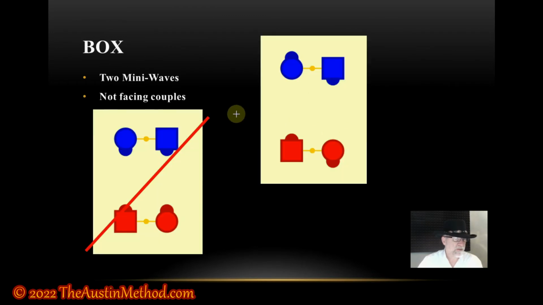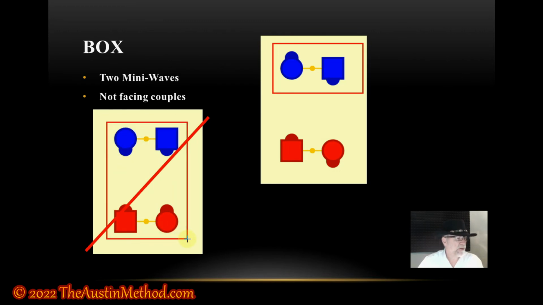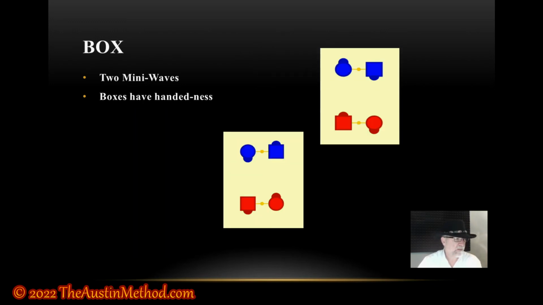The thing to know about mini waves, or rather boxes, is that a box is formed with mini waves. Although this is a box-like structure, it is not technically a box formation. Will it be on the test? No, but it's useful to know. Boxes have handedness because they're made up of mini waves, which also have handedness. So this box is a right-hand box, and this box is a left-hand box.